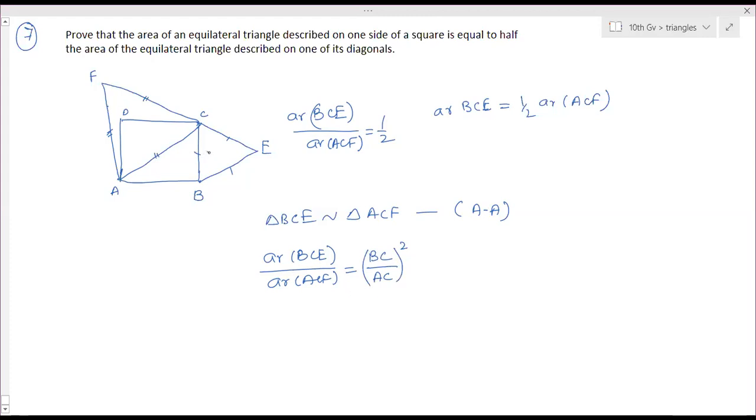If you consider BC as a, then AC will be, by Pythagoras theorem, root 2 a. So a by root 2a whole square. The a gets cancelled. 1 by 2.